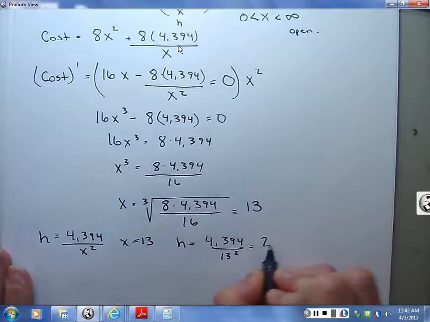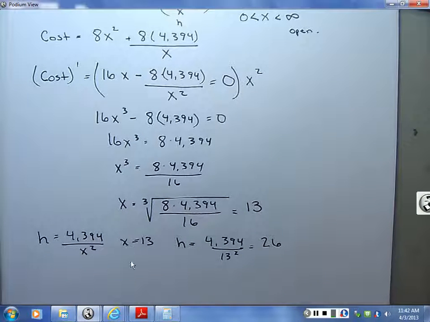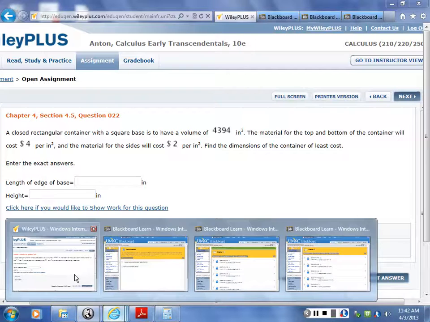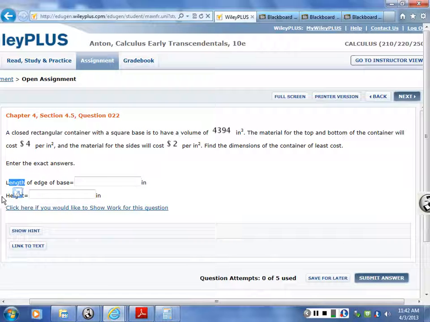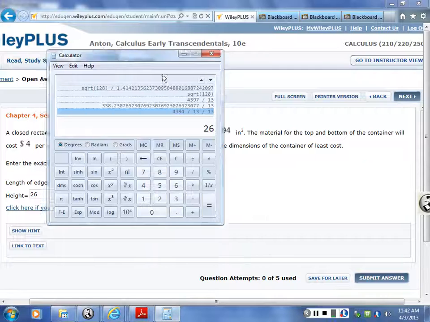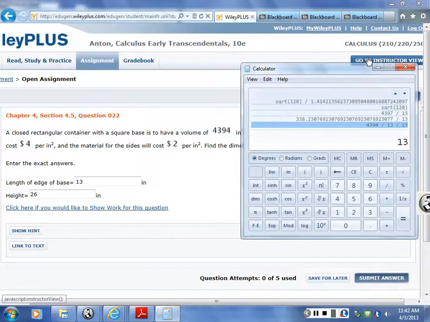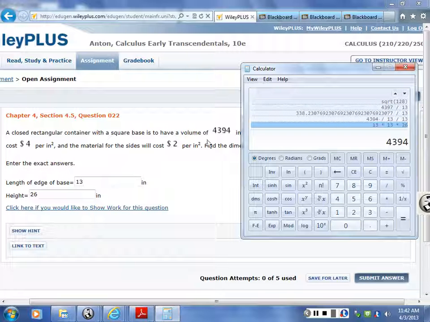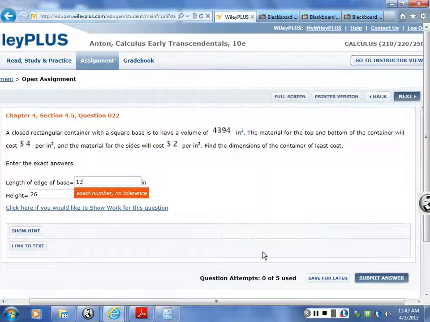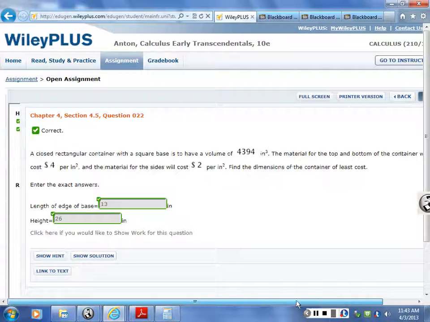So I forget what the problem asked. What did it want? It wanted the length and the height. So we saw that the length is 13 and the height is 26. And I could check myself here because the volume was given, right? I need to make sure that 13 times 13 times 26 was the same volume that was given. Turns out it is. So I can submit there and we're happy.